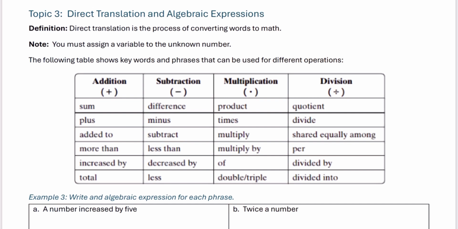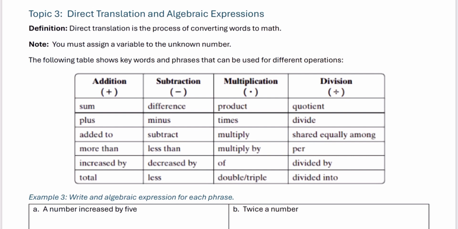In this video, we'll look at direct translation and algebraic expressions. Direct translation is the process of converting words to math. Note that you must assign a variable to the unknown number. The following table shows keywords and phrases that can be used for different operations.